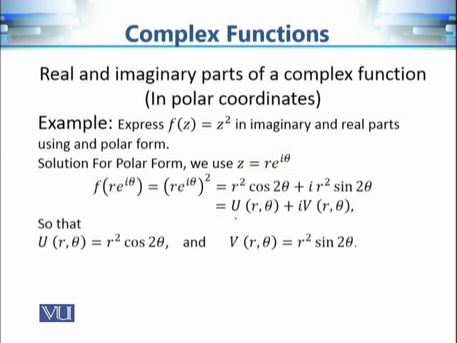So we have this u and we have this v. So what is the value of u? R square cosine 2 theta. And what is the value of v? R square sine 2 theta.